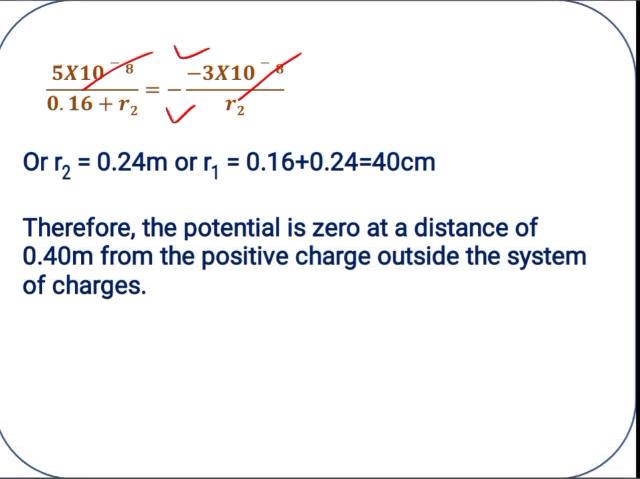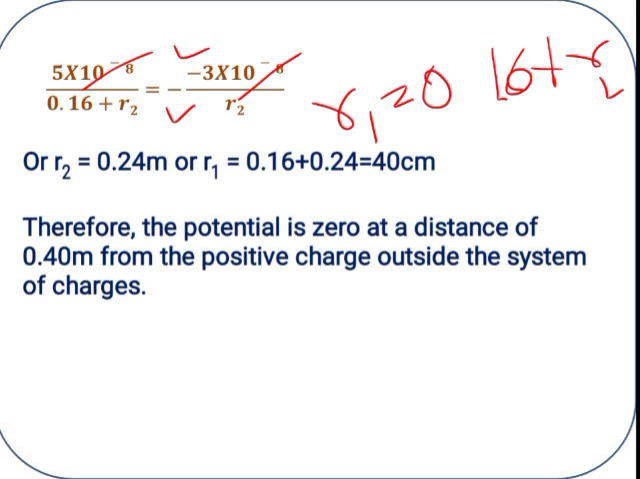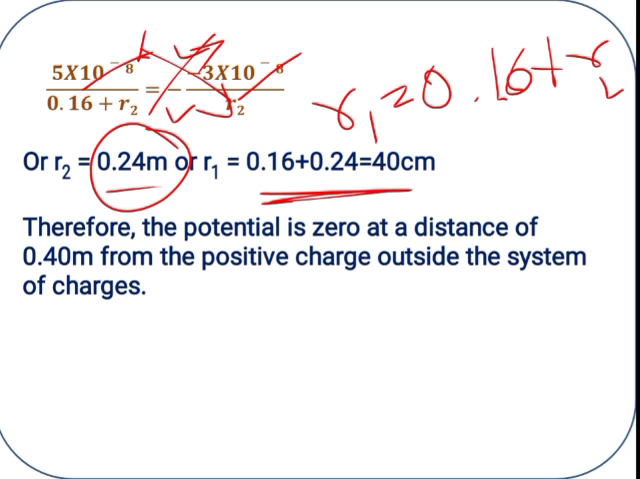We know that R1 is nothing but R1 is equal to 0.16 plus R2. So R2, how much we got? R2 is equal to 0.24 meter. After cross multiplication of the values, R2 value 0.24 meter. Then next, after simplification we got R1 value. So 0.40 meter is R1 value. So this is the solution for the first problem.